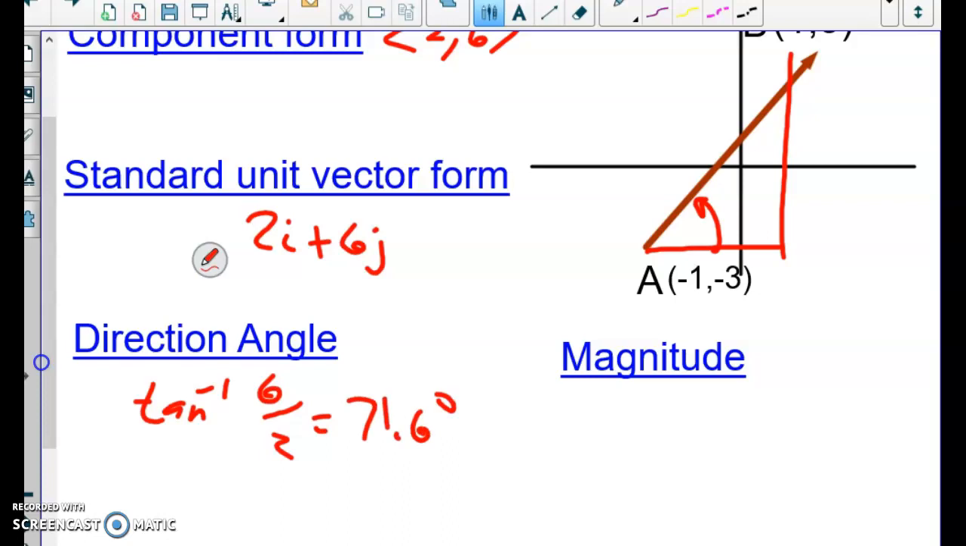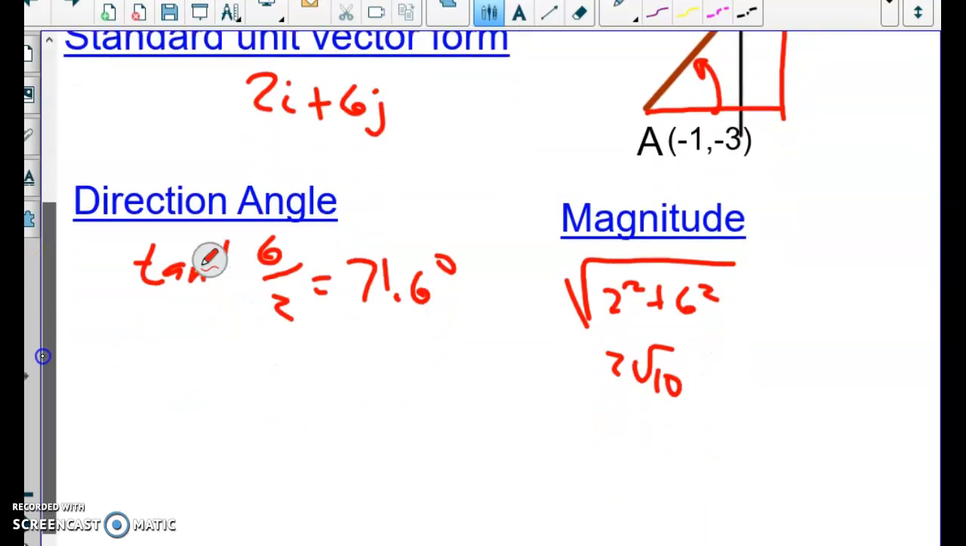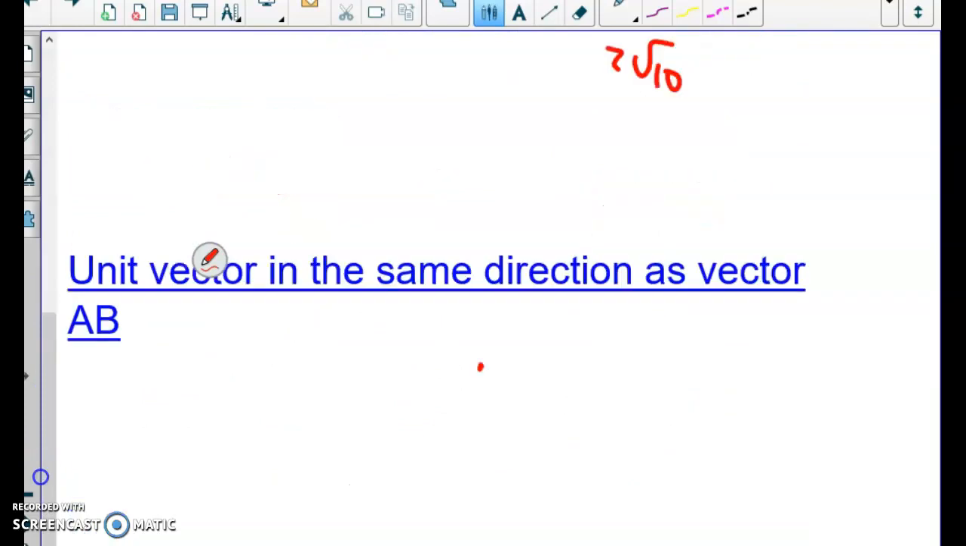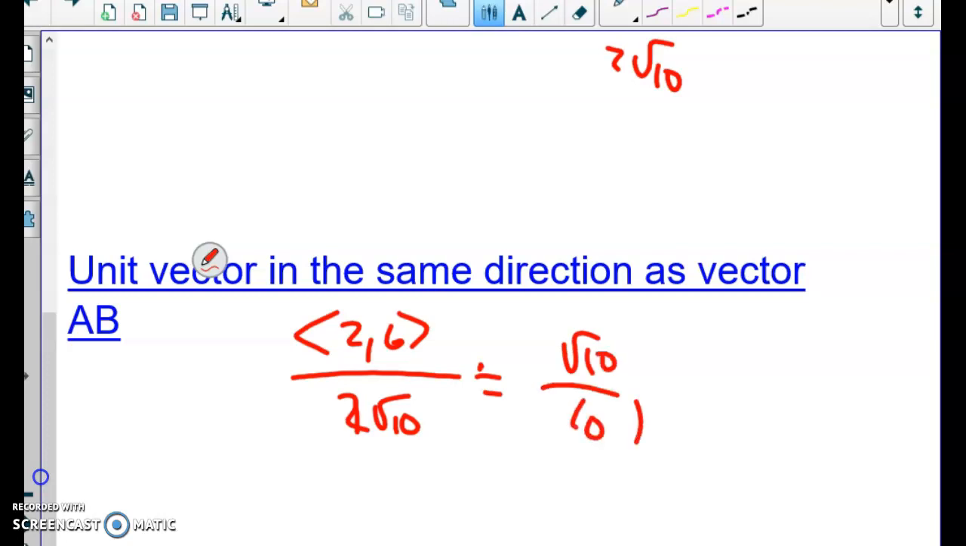And find the magnitude of this. I would go square root of 2 squared plus 6 squared, 36, and 4 makes 40, 2 root 10. And the last thing, if I'm going to make a unit vector in the same direction, I have to take my original vector and divide that by my magnitude, in which case I get root 10 over 10, comma, and 3 root 10 over 10.